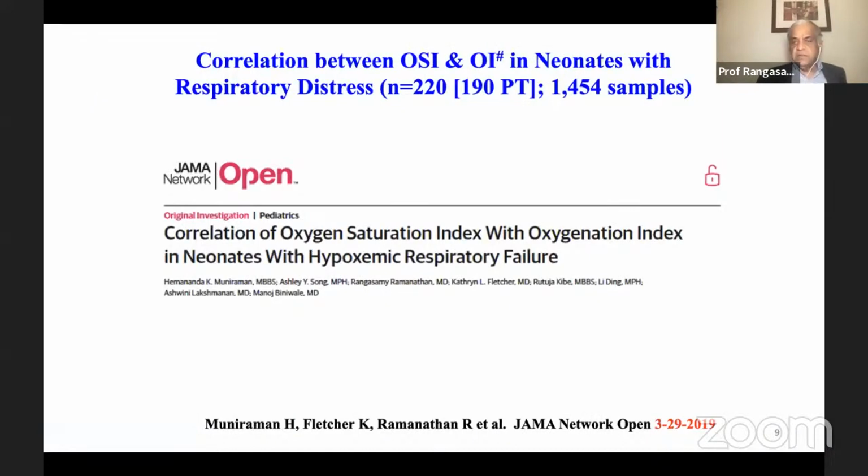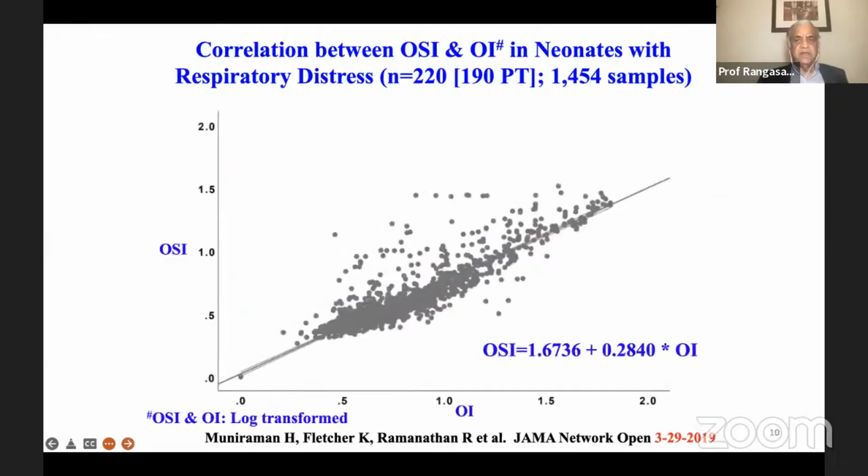So we looked at the correlation between oxygen saturation index and oxygenation index in babies with hypoxemic respiratory failure. One of my former fellows, currently a neonatologist in Phoenix, Dr. Hemananda Muniraman, and Dr. Bini Wali, my associate, and I published this paper in 2019. We looked at 220 babies, 190 preterm, with nearly 1,500 samples. Here is the log-transformed OSI on the y-axis and OI on the horizontal x-axis, and this is the regression equation. You can see a very good correlation between OI and OSI.